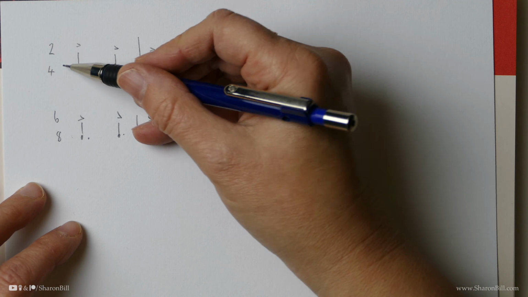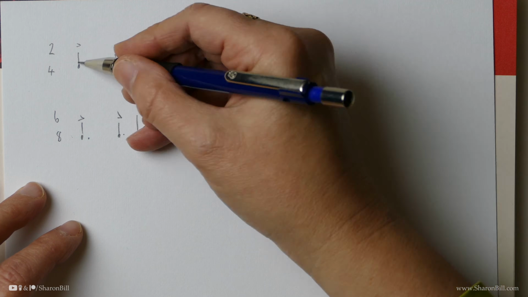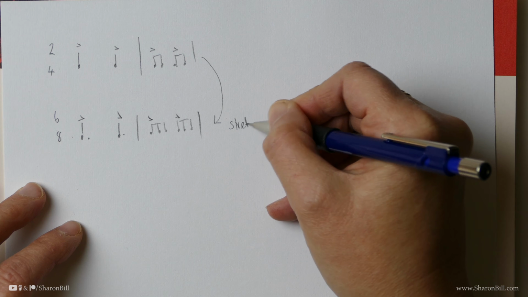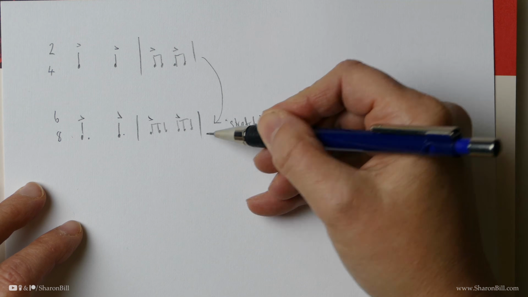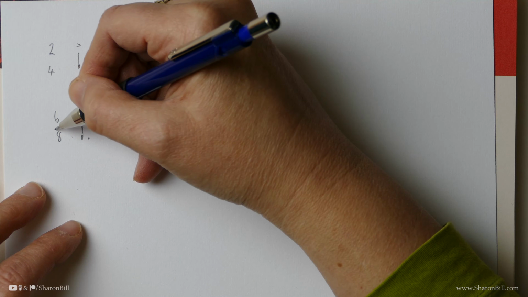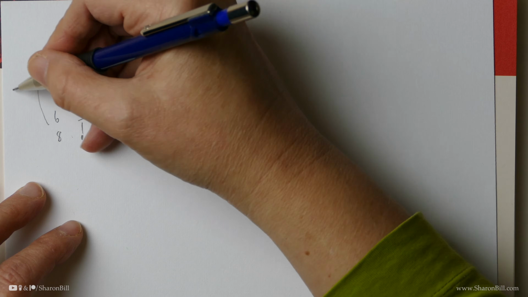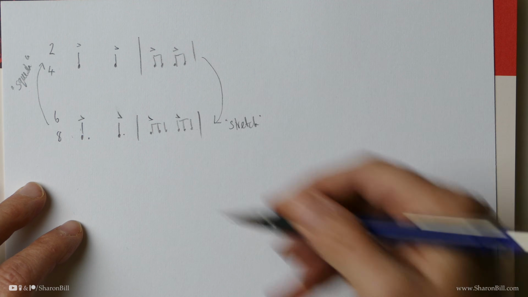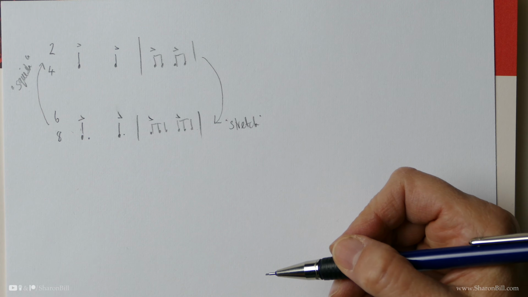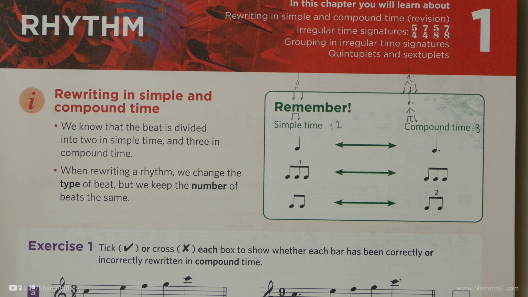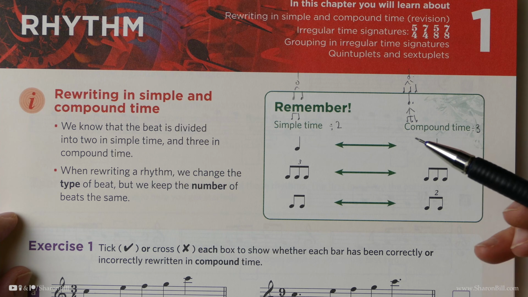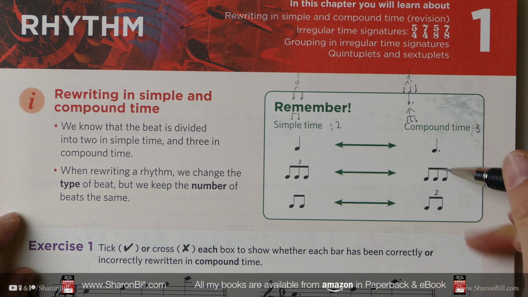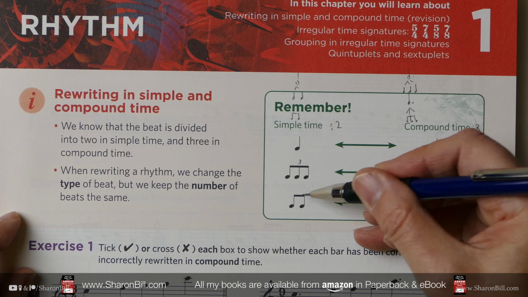And so when we're converting from simple time to compound time, we're going to have to stretch from a group of 2 to a group of 3. When we're going from compound time to simple time, we're going to have to sort of squish a group of 3 into a group of 2. So let's look at how we do that. And we do that by using either dots or the absence of a dot, triplets or the absence of, or duplets or the absence of.